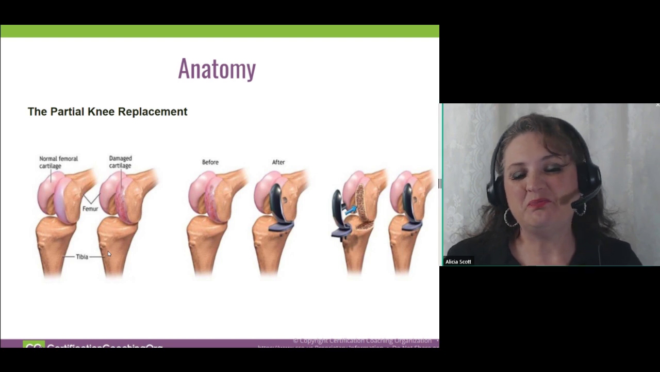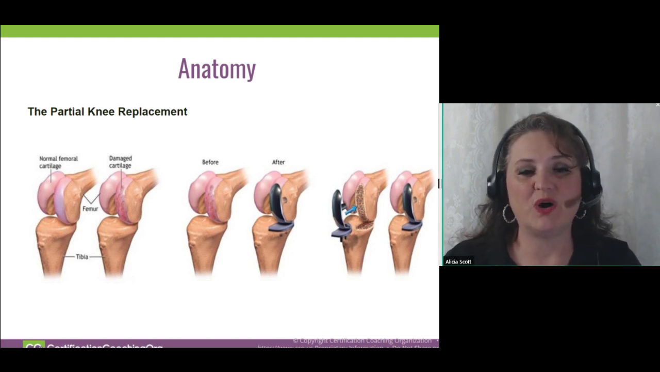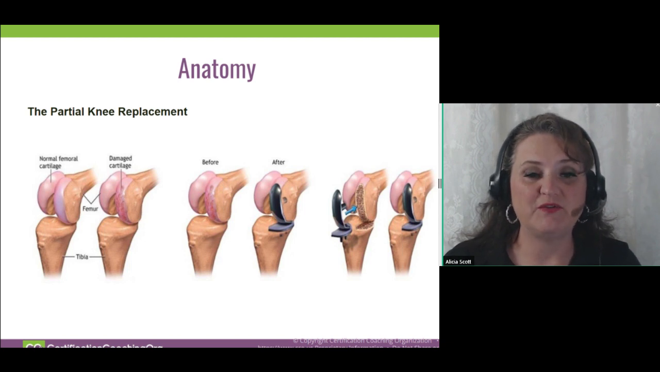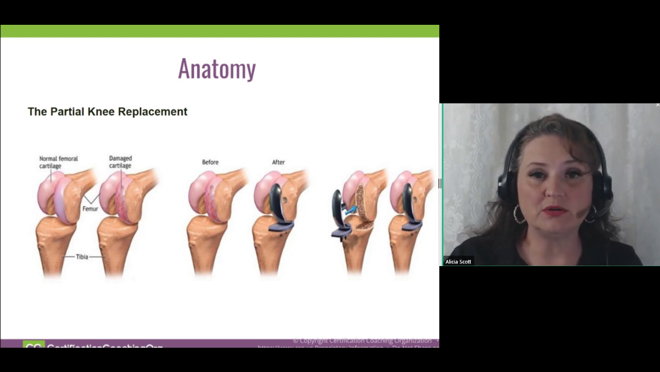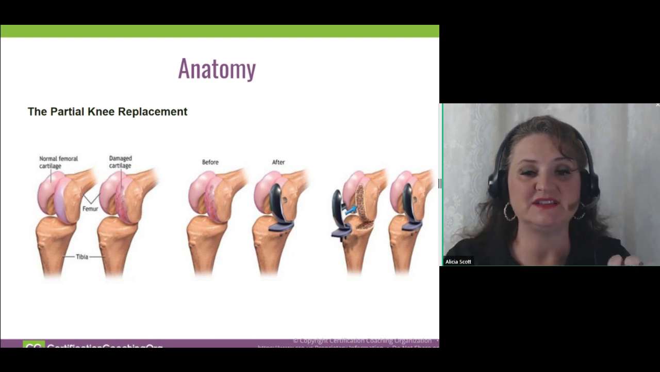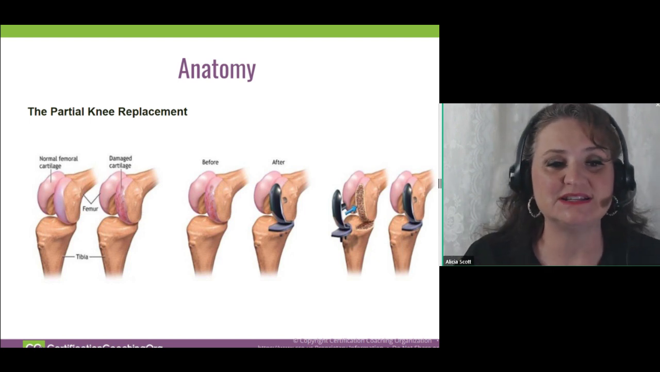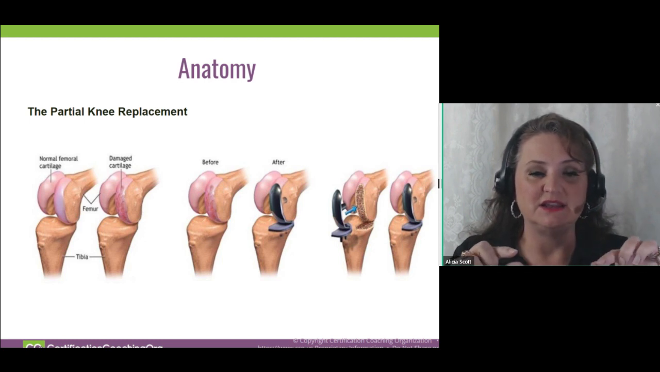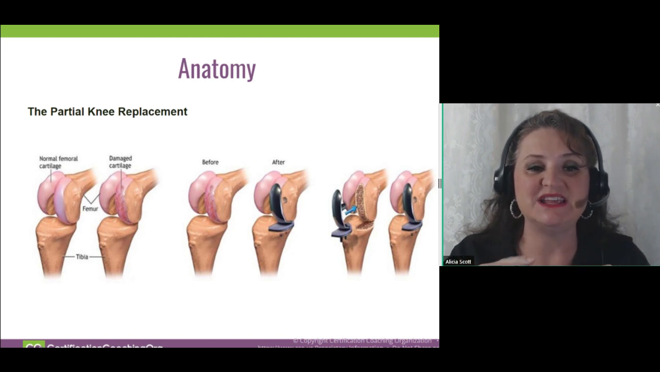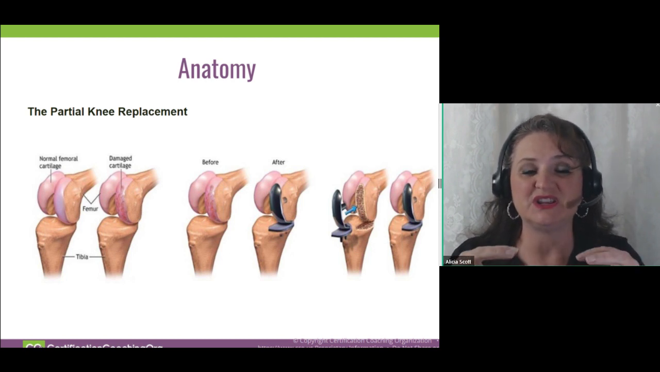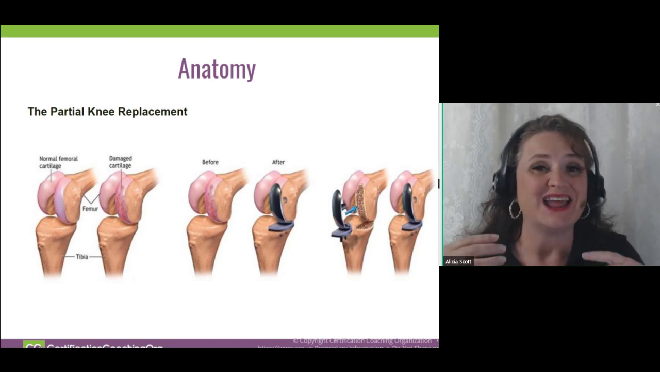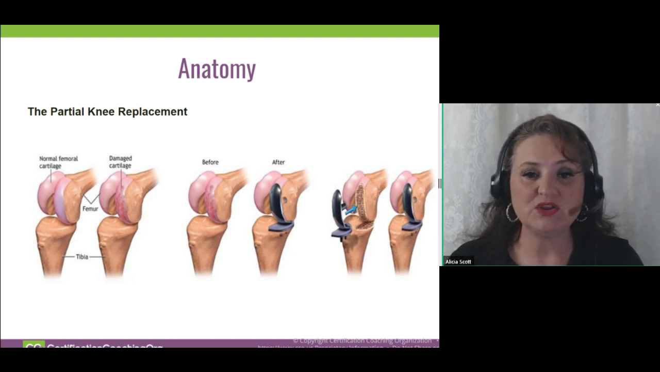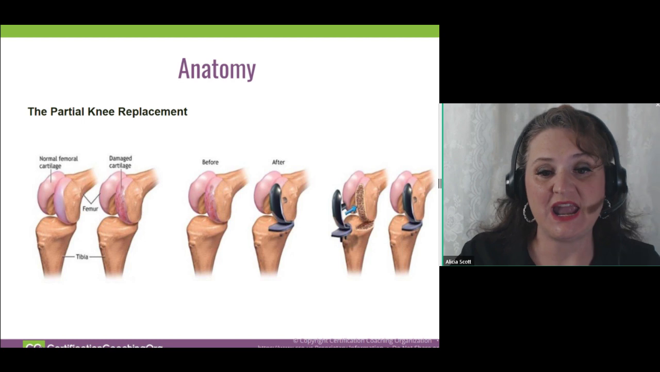A little more of a description of what the damage looks like and how they do the before and the after. Normal. See, the femur head has that. They've done this one in pink so it stands out, but you have the cushioning and the rocks there on the top of the tibia. But if it's damaged cartilage, it's going to literally grate and grind, and it's very painful. So you have a before knee and an after knee.